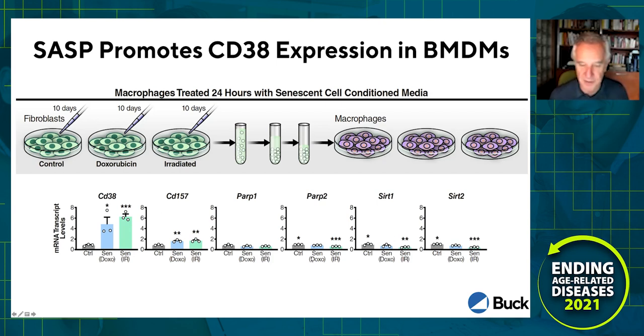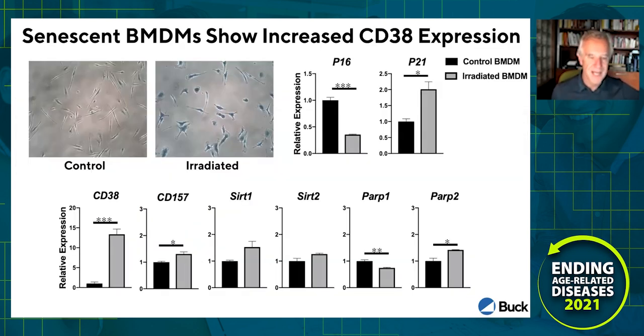And this was specific. We did not see this for other proteins that consume NAD, such as sirtuins or PARPs or CD157. Now, Anthony further showed this using bone marrow-derived macrophages, BMDMs, and was able to show that we can also induce senescence in the cells themselves by irradiation. You can see them staining for beta-gal here. And when we looked at CD38 expression, there was again a very strong, more than tenfold induction in CD38 expression.